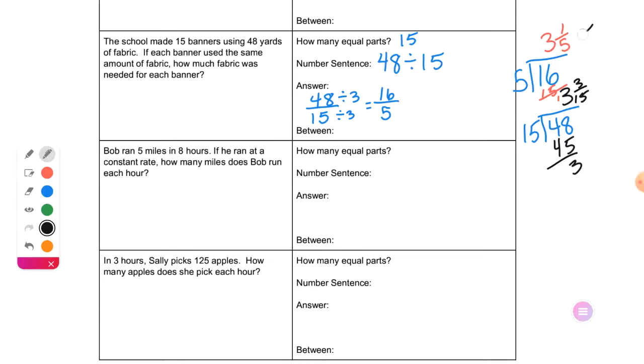This one is done because I reduced by 3 here. This one is not done because what can I still do? I can still reduce by 3. Either way, would I get 3 1/5? Yes. Reese, 3 1/5 is between what two whole numbers? 3 and 4. Between 3 and 4. Give me an answer sentence, Kinley.